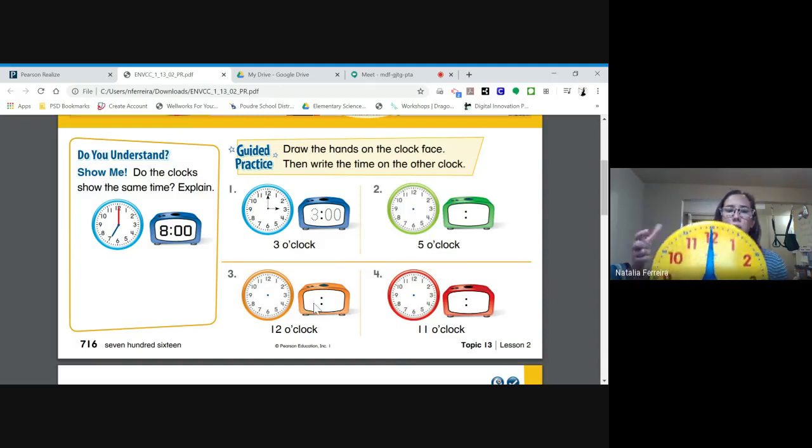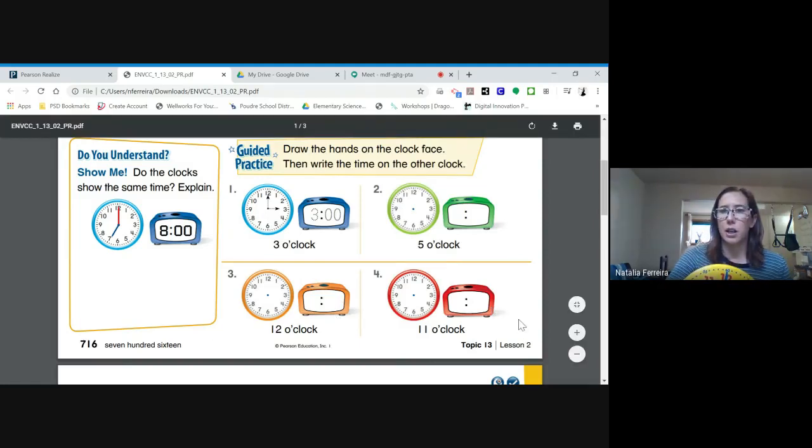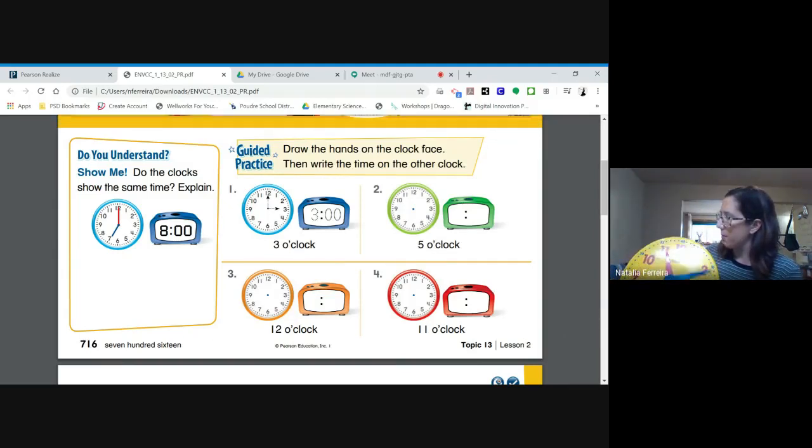Okay, so 12 o'clock, and then 12:00. That would be 12 o'clock also. Now I just showed you 11 o'clock on my clock before this. So let me go back in time. 11 o'clock. Okay, so the hour hand is pointing to our 11 and our minute hand is still at the 12. It doesn't matter that they're close together. This is still saying 11 o'clock.